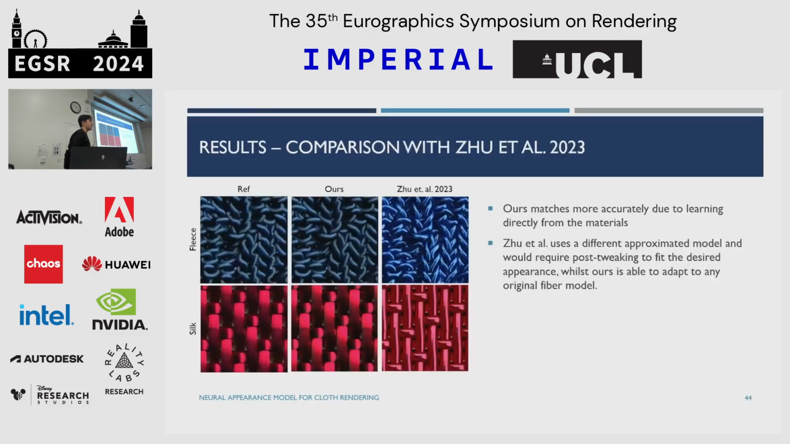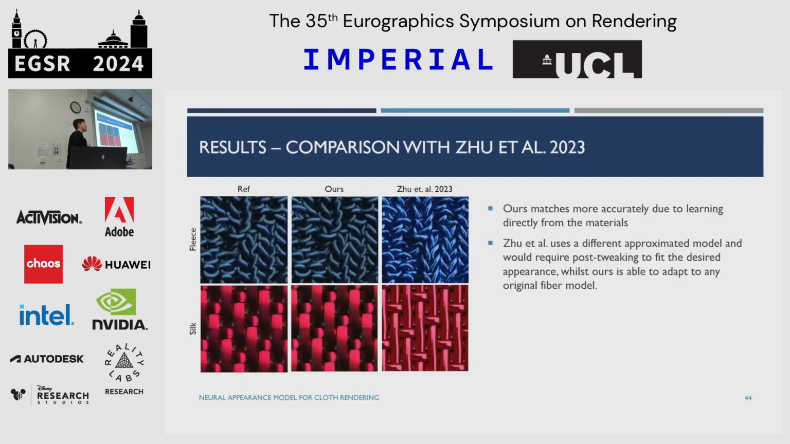Here are some comparisons with state-of-the-art works, especially from 2023, the paper that was presented last year. There is quite a big difference between the state-of-the-art and the reference pictures, whereas ours is more closely matched. That is most likely because of the fiber model that they used in Dual Scattering of 2023. They used a more approximated model.